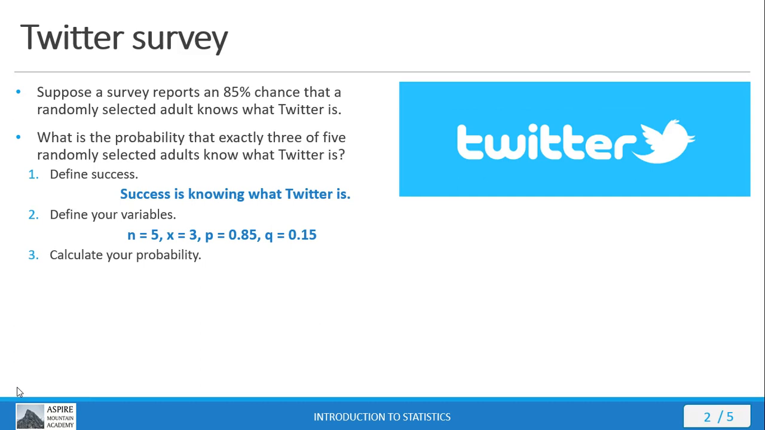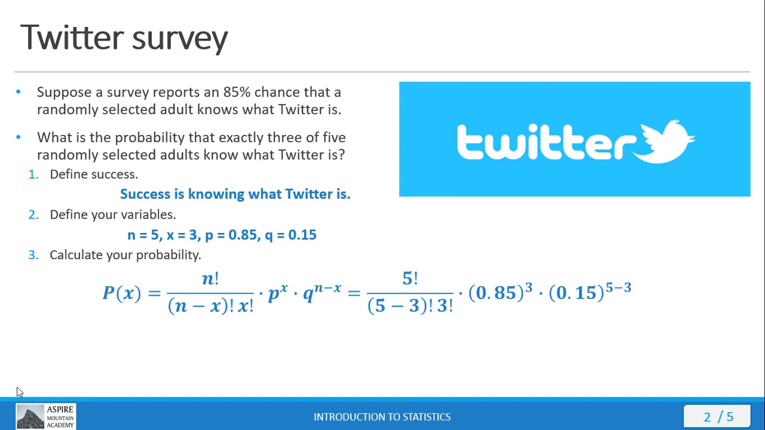Now that we've got all of this defined, we can calculate our probability. So here's our equation that defines the binomial distribution. We plug in the values that we have, and then from here it's just churning out the numbers. And when we do that, we get 0.138. This then is the probability that exactly 3 of 5 randomly selected people know what Twitter is.